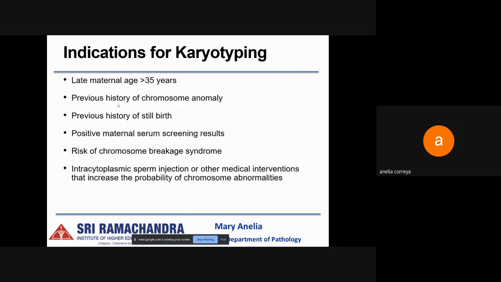The main indications for karyotyping are late maternal age, previous history of chromosome anomaly or stillbirth, positive maternal serum screening test, risk of chromosome breakage syndrome, and intracytoplasmic sperm injection pregnancies, which increase the probability of chromosome abnormalities.